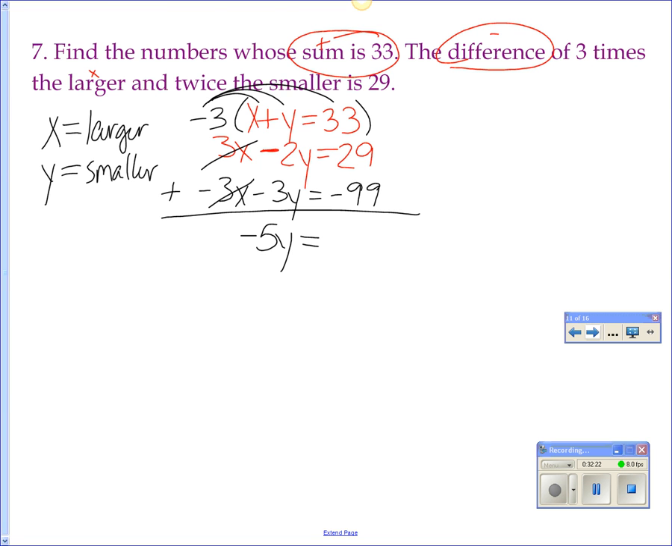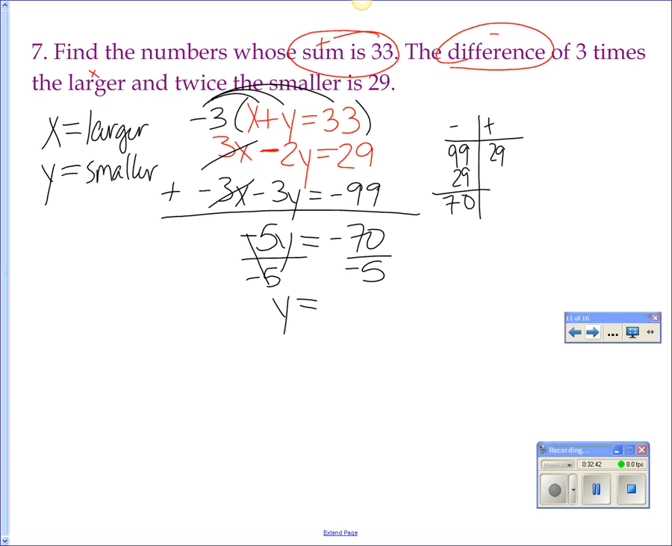I'm going to do my chart for that. So +29, -99, move it, lose it. So that gives me -70. And divide by -5. Has anybody done that yet? 14. Okay, so 14 is the smaller number.